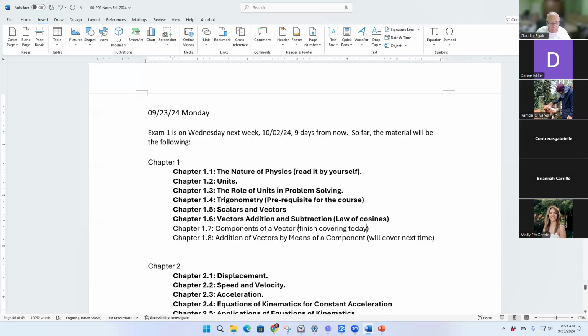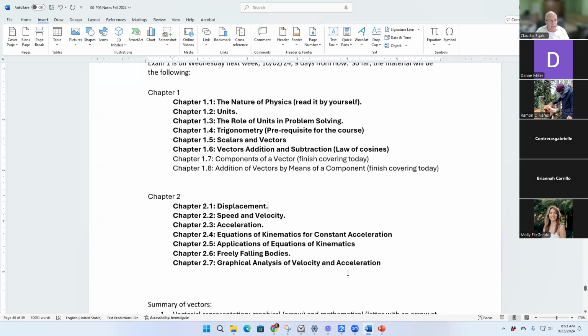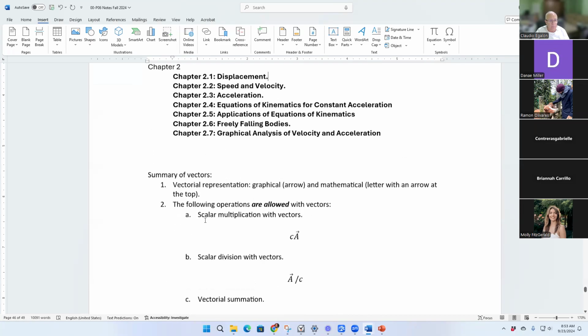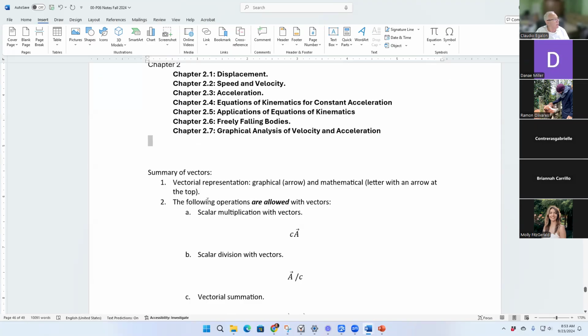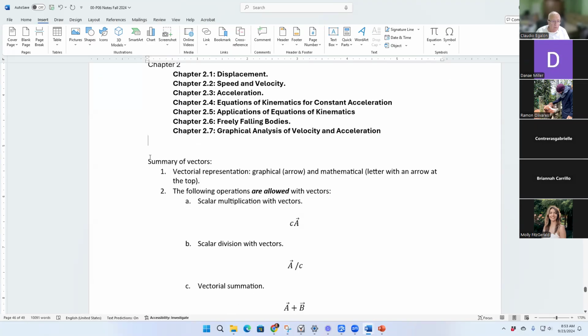I plan to finish covering those two things that are left today. And let us come up with a summary of vectors so far.